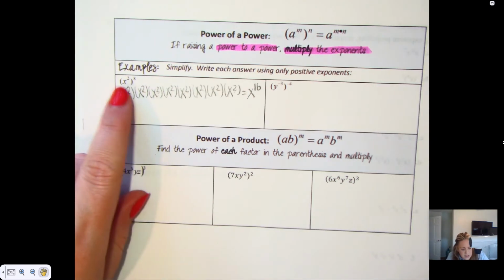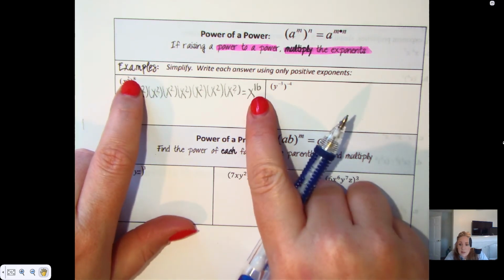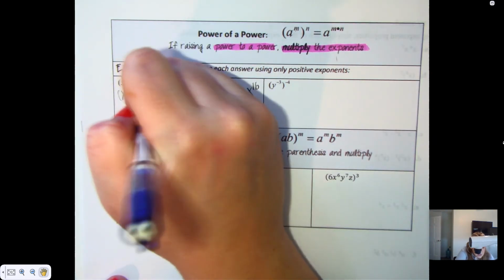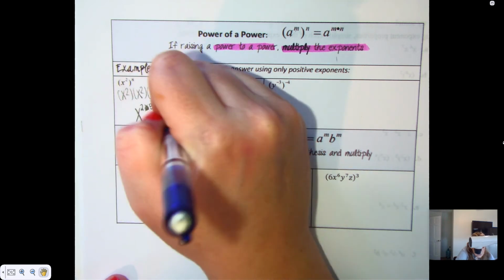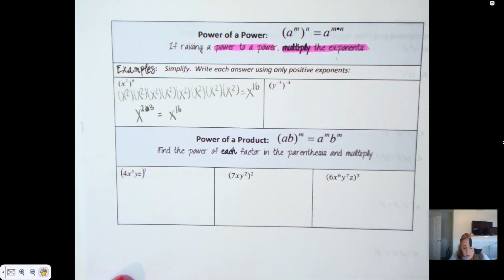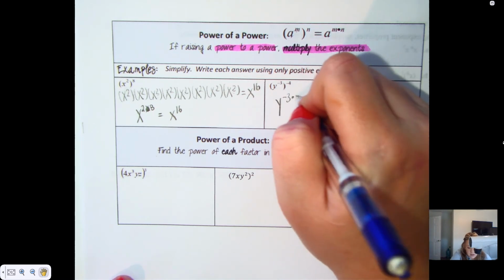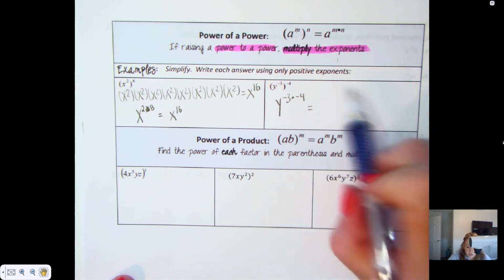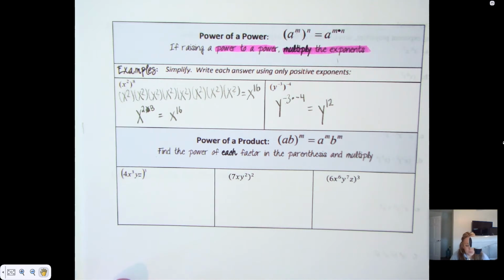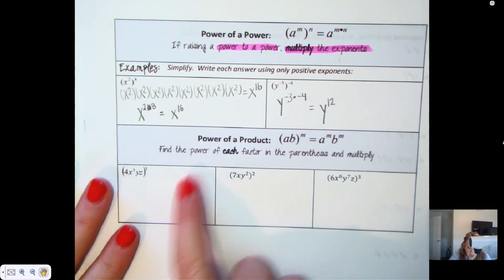Well, this is saying if you're raising a power to a power, all you have to do is multiply. Well, what is 8 times 2? Isn't that 16? Ooh, perfect. So I would have x to the 2 times 8, just x to the 16th power. Okay, that's all you do. You multiply your exponents. So here I'm going to have y raised to the negative 3 times negative 4. Negative 3 times negative 4 is 12, so y to the 12th. Wow. Okay, and then the last one is power of each.